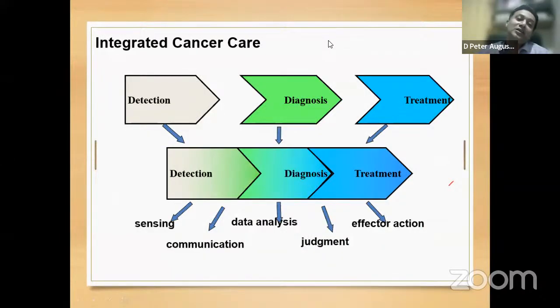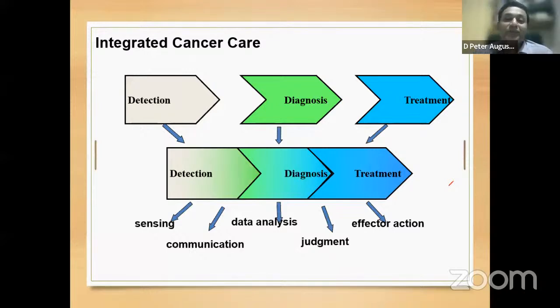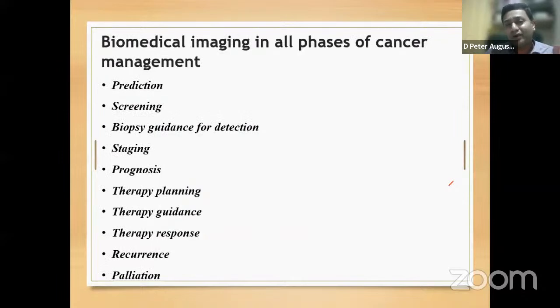So integrated cancer care includes detection, diagnosis, treatment, everything, again and again: sensing, data analysis, effector action, then communication, judgment, all this. It's actually like a package. The whole package comes with this. So every area people have to work, otherwise it will not be successful. This is a very challenging part, not only for the patient but for the medical professionals, even the caregivers, and the people like us.